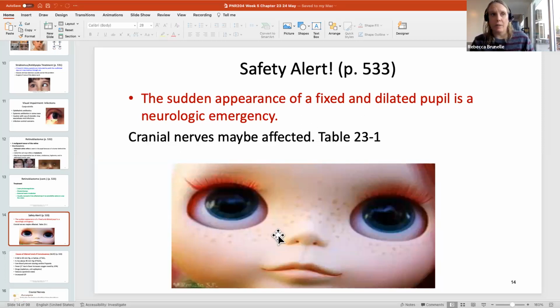So this is obviously a doll and not an actual patient, but this sudden appearance of fixed dilated pupils is considered a medical emergency. So you're doing neuro exams on your patient, and you see the sudden change in their pupils. So this could be a sign of increased intracranial pressure. When you have pressure that's increasing inside your skull, it can compress your cranial nerves, and then they don't react appropriately to light. So this is what their pupils could look like if they're having problems with increased pressure inside their skull.